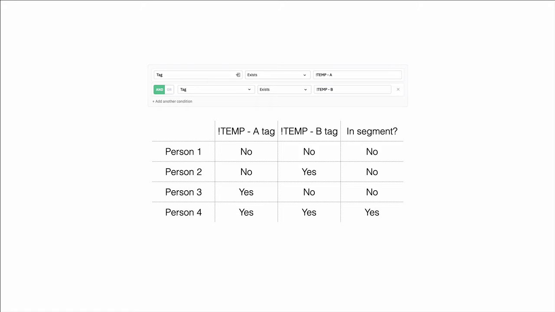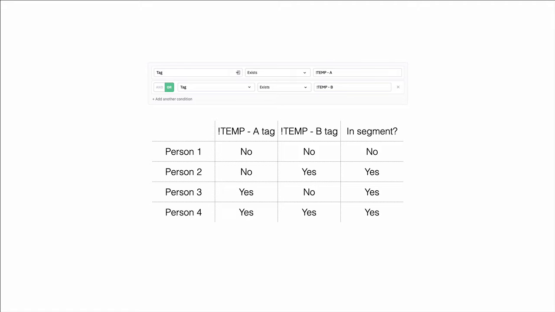Now, here's where we get into using and, or. In this case, it's and, which I think is easier to understand. What we're looking for here is somebody or somebodies that have both tags, both temp A and temp B. And in this case, there's only one person, person 4, that has that.